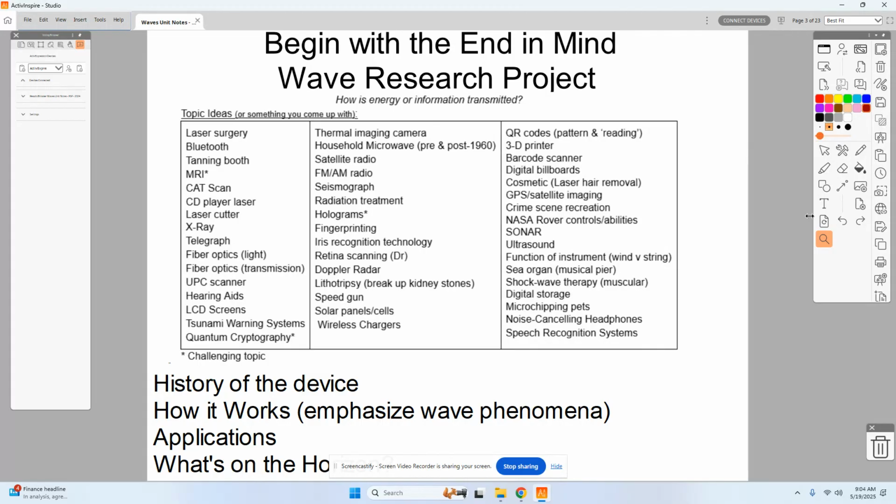The idea behind the presentation is that you would just do some research on the history of the device. How it works would be the main physics portion that I'd be looking at. Emphasize wave-related phenomena, so we'll look at some different wave properties and wave phenomena that you can emphasize for this. Applications, and then what's on the horizon. Most of the technology here has been around for a while, except for some of the more recent things like holograms and quantum cryptography and things like that. Those are a little bit newer, but what's on the horizon, so how are these things evolving, if you will, as time goes on.